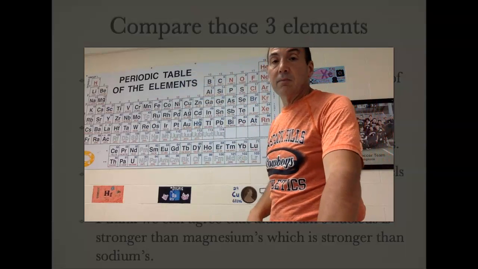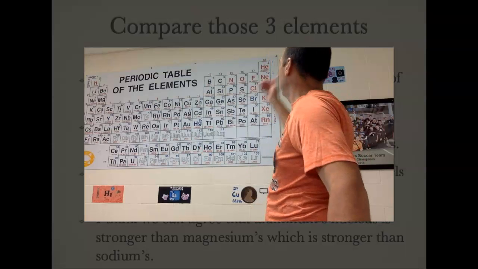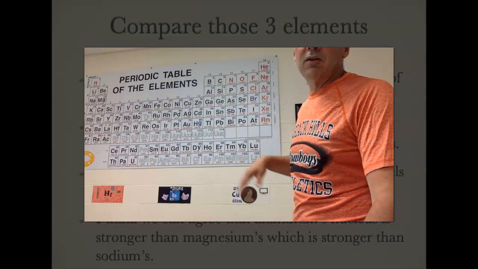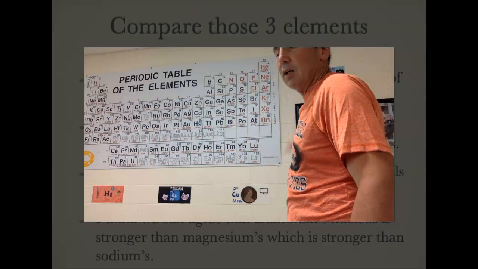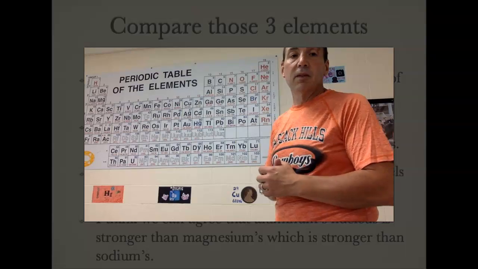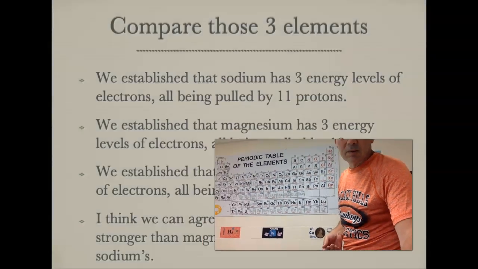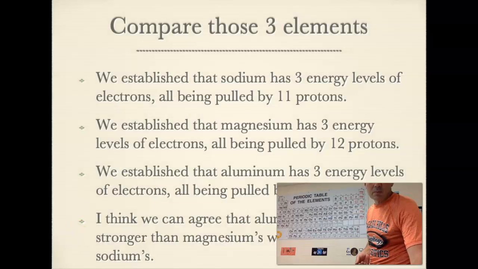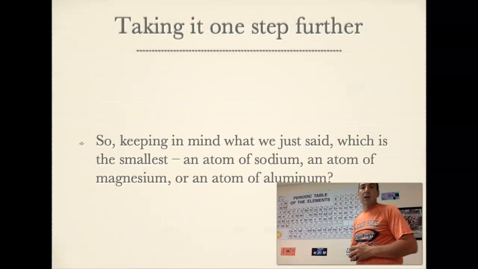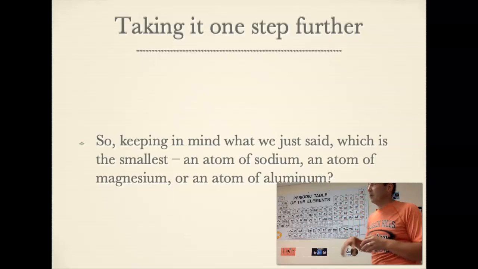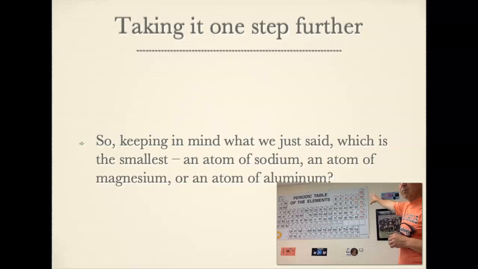So what about silicon? Well, that would be stronger still. What about phosphorus? That would be stronger still. What about sulfur? That would be stronger still. Chlorine would be stronger. And then argon would be the strongest in that row. Okay? Now, if it's stronger, well, let's talk about what that means. So, if the electrons are being pulled inwards, and we know that argon's electrons are being pulled in strongest of anything in that row, what does that say about the size of the atoms?